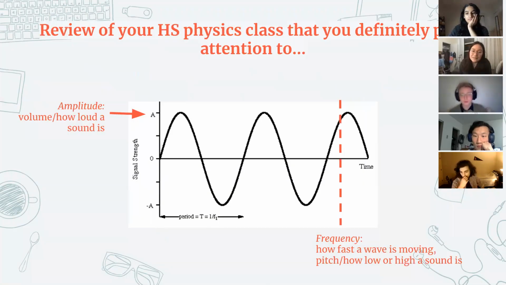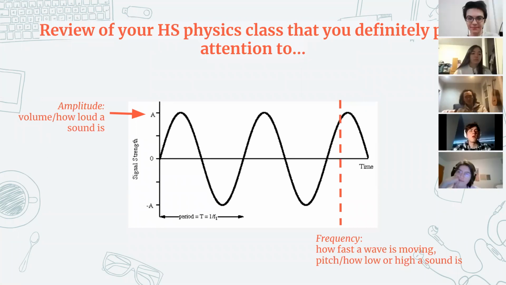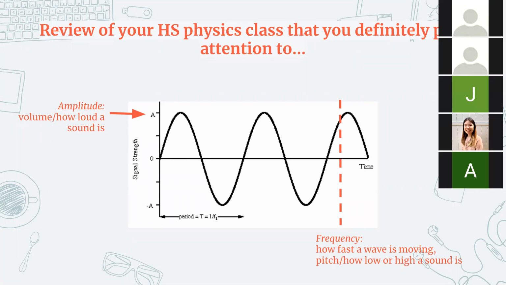I know we all paid attention in high school physics class, but for those who might need a refresher, or those who maybe didn't take physics, we are going to go over some basics of how signals and audio work in terms of the actual wave. The amplitude of a wave, which is how tall it is, determines the volume of a sound, like how loud it is or how soft it is. And then the frequency of a wave is how fast it's moving. If you look at that vertical line I put in the picture, it's how fast that wave is moving past that line.